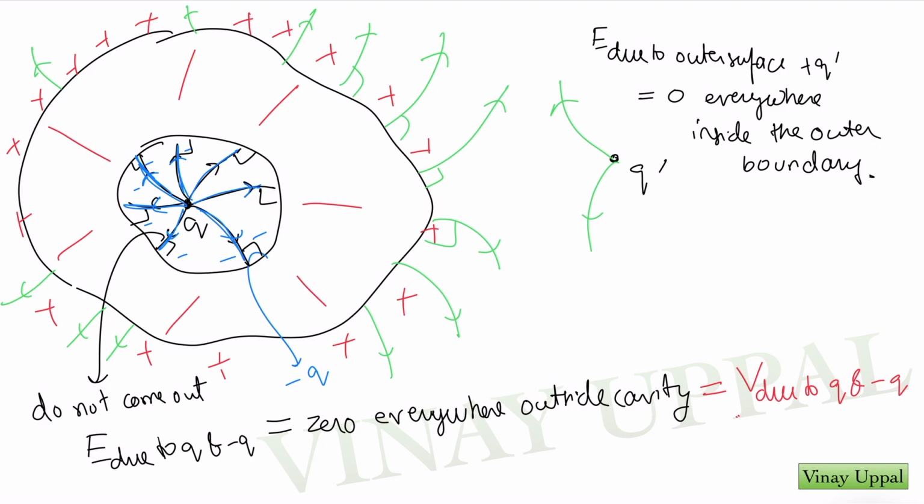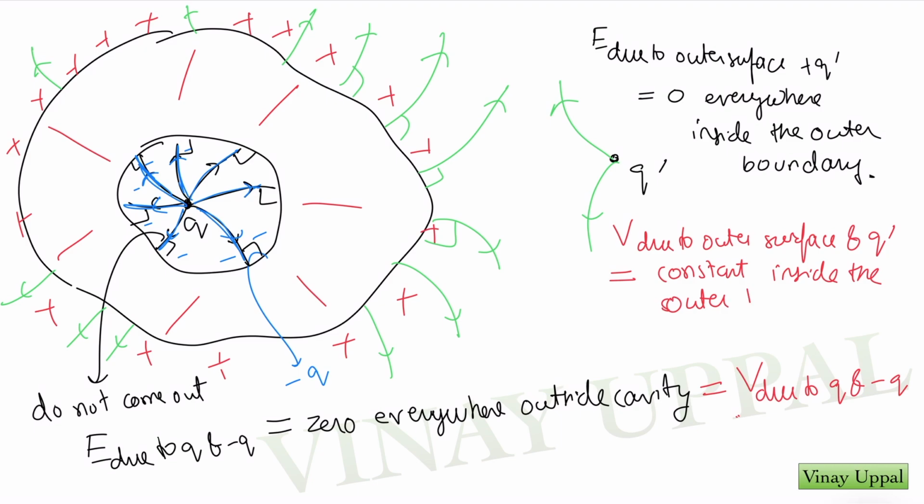Now what about the potential due to the outer surface and Q dash? By the same logic, the electric field lines of the outer surface and Q dash do not enter the outer boundary. So everywhere inside this outer boundary, the field is 0, therefore the potential should be a constant. The potential due to outer surface and Q dash is a constant inside the outer boundary of the conductor.